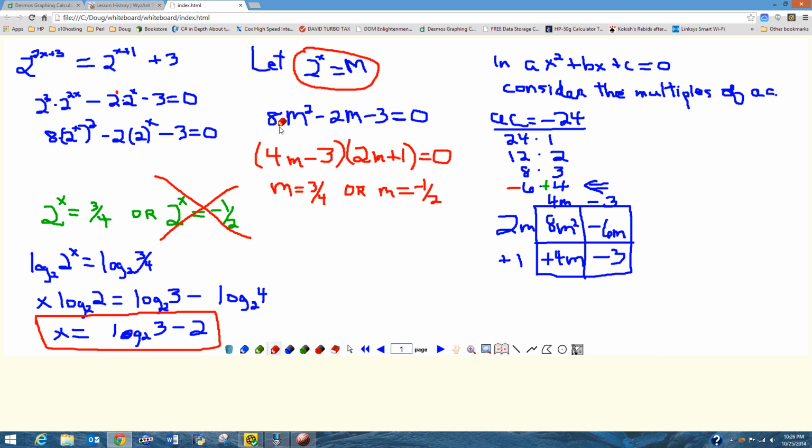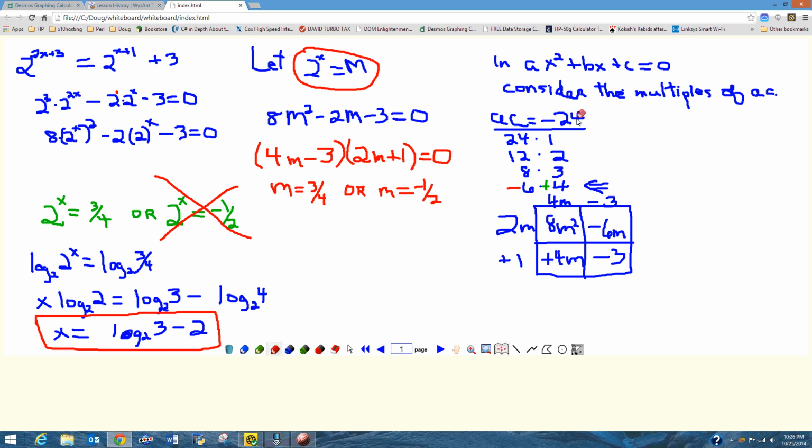And most of my students who have problems factoring trinomials, especially when the first coefficient is not a 1, haven't heard of the box method. So I thought I'd just go over that just in case you haven't heard of it, Ishi. Here in the general quadratic equation, ax squared plus bx plus c equals 0, to use what's called the box method, we're going to consider the multiples of a times c. So in our case, that would be 8 times negative 3. A times c equals negative 24.